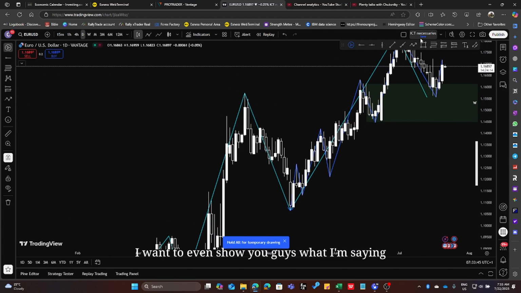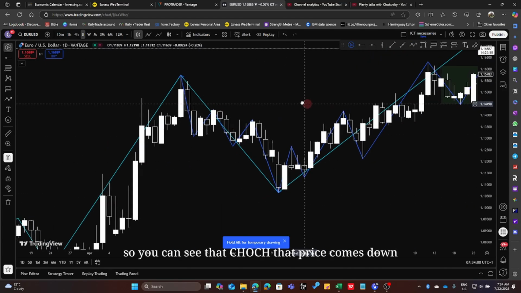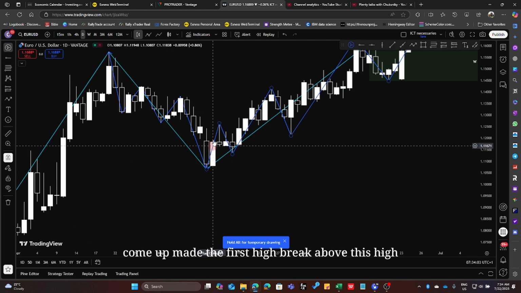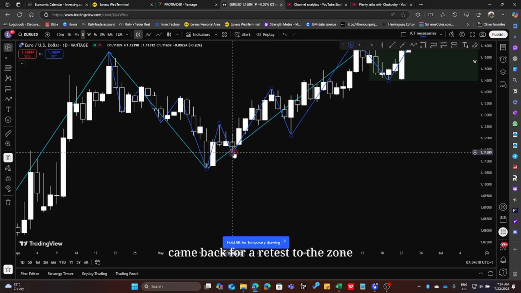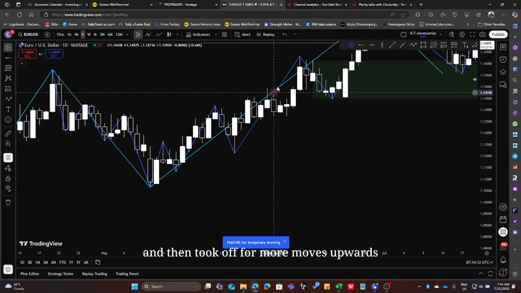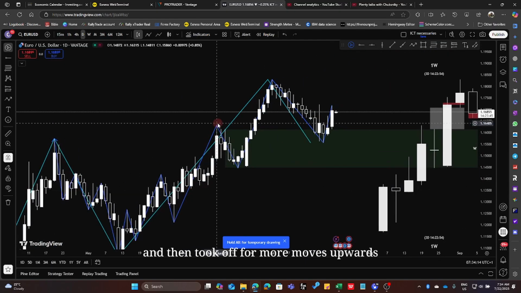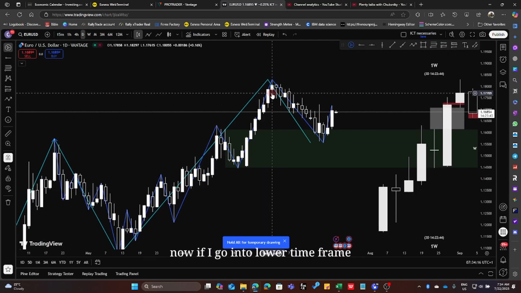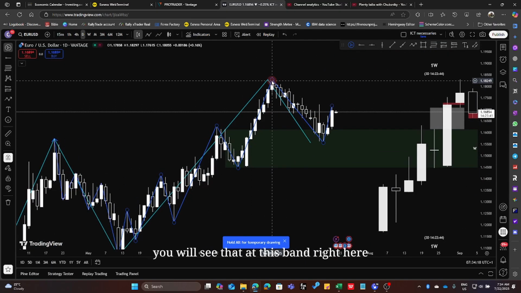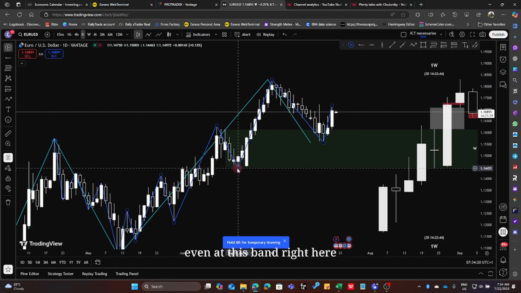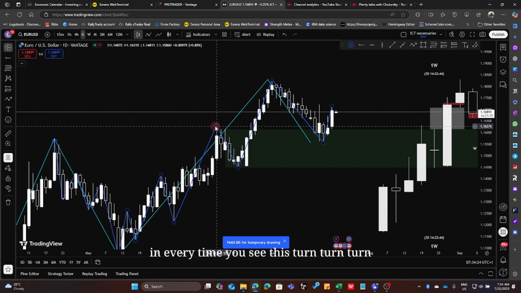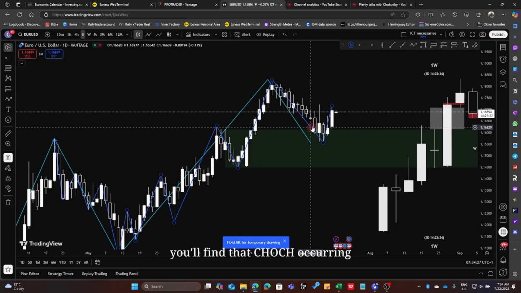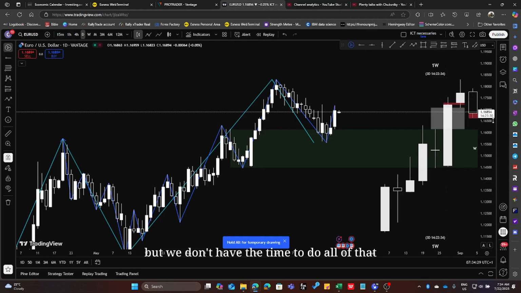I want to even show you guys what I'm saying when it comes to CHoCH. All right, so you can see that price comes down, comes up, made the first high, breaks above this high, came back for a retest to the zone, and then took off for more moves upwards. Now if I go into a lower time frame, you will see that at this bend right here, even at this bend right here, you will find CHoCH occurring. Every time you see this turn, you'll find CHoCH occurring. But we don't have the time to do all of that.